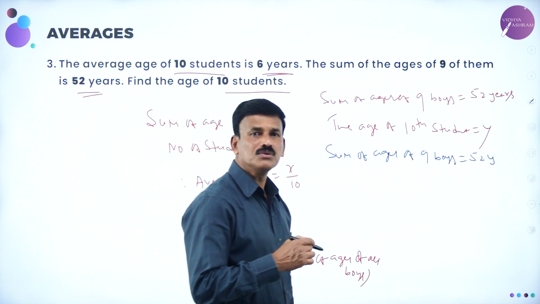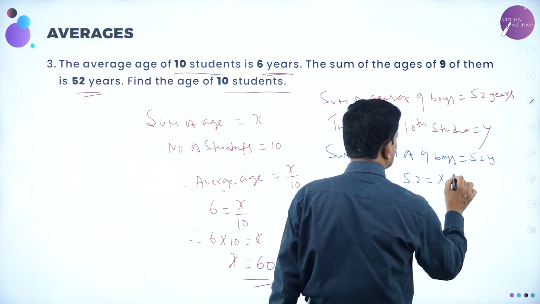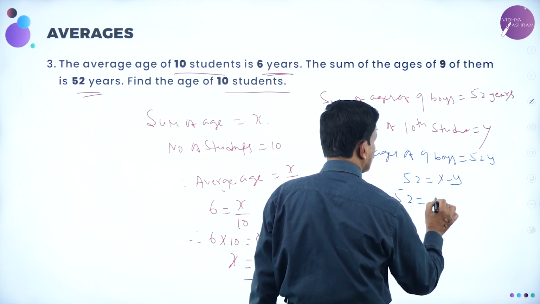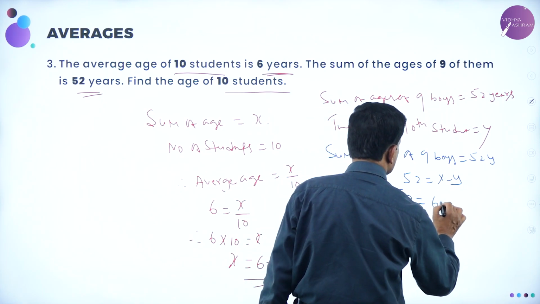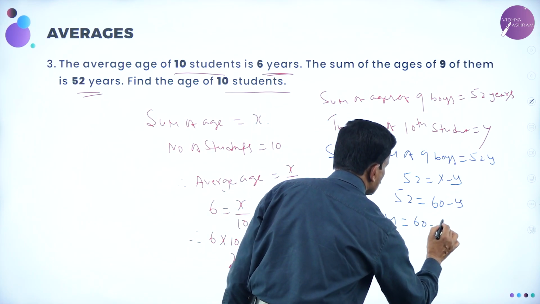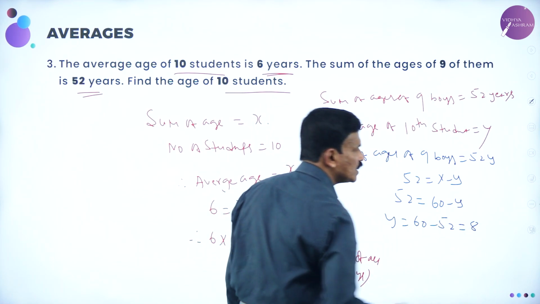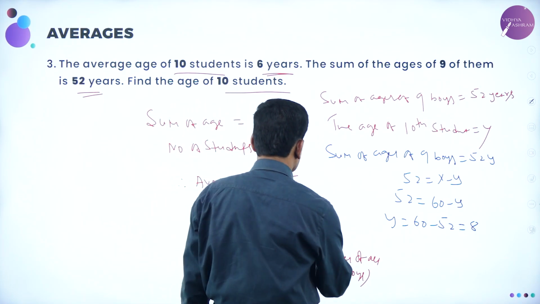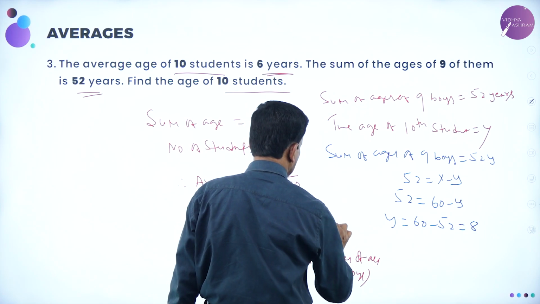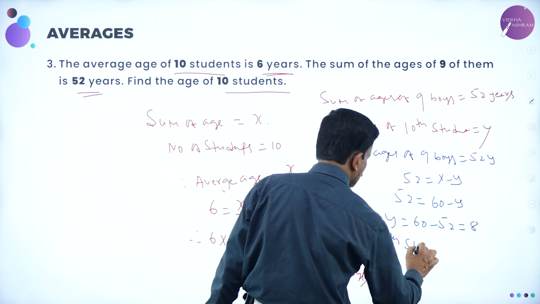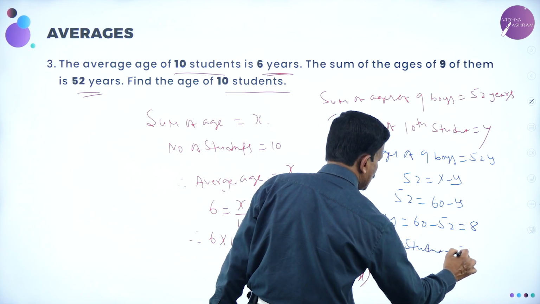So 52 is equal to x minus y. Now substitute the value of x: 52 is equal to 60 minus y. Transfer this, y is equal to 60 minus 52, that's equal to 8. That's it, okay? Therefore the age of the 10th student is equal to 8 years.